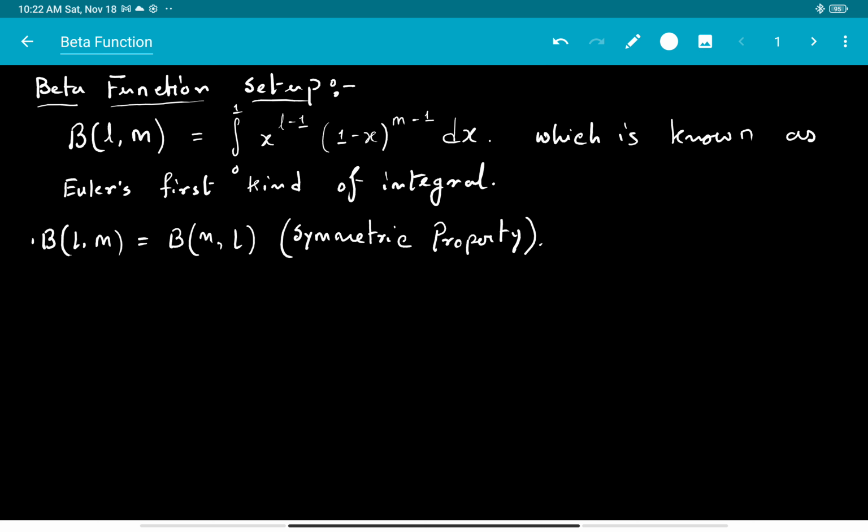Functions play a very important role in mathematics. A function is defined as an association between the set of input and output values, in which each input value correlates to one single output value. We know that there are two types of Euler integral functions: one is the beta function and another one is the gamma function.